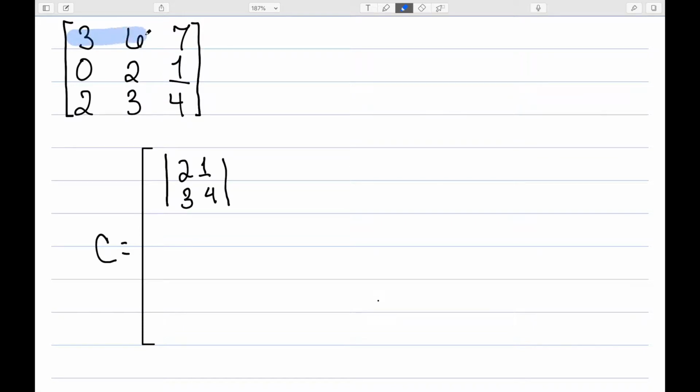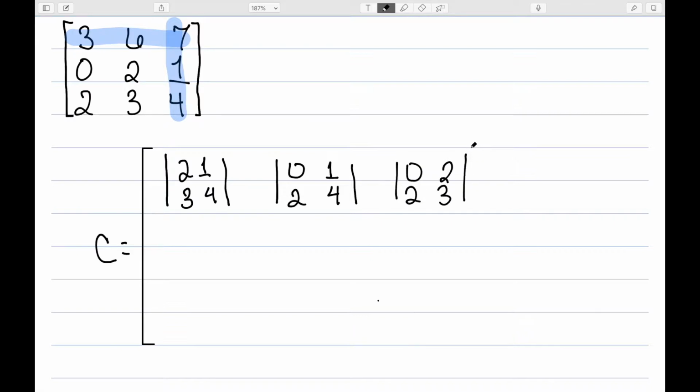We're now looking at the first row, second column, so we delete that, and once again take the determinant. 0, 1, 2, 4. We're now still in the first row, but the third column, so we'll take this determinant. 0, 2, 2, 3. And now we can move down to the second row. So we're on the second row and the first column, so we get rid of the second row and the first column, taking the determinant of what's left, 6, 7, 3, 4.